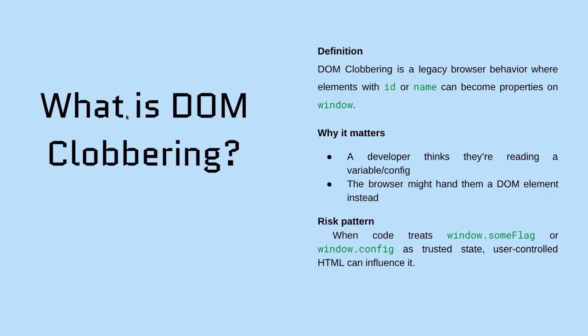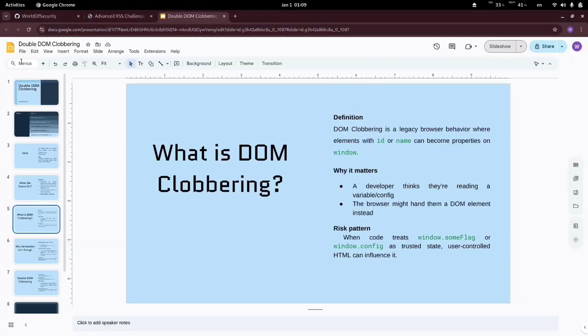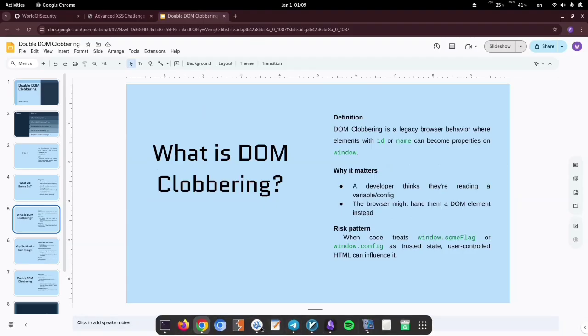First, what is DOM clobbering? It is very easy to understand, because DOM clobbering is a legacy browser behavior where an HTML element with an ID or name attribute automatically becomes a global variable on the window object. I'll show you something to understand it better.